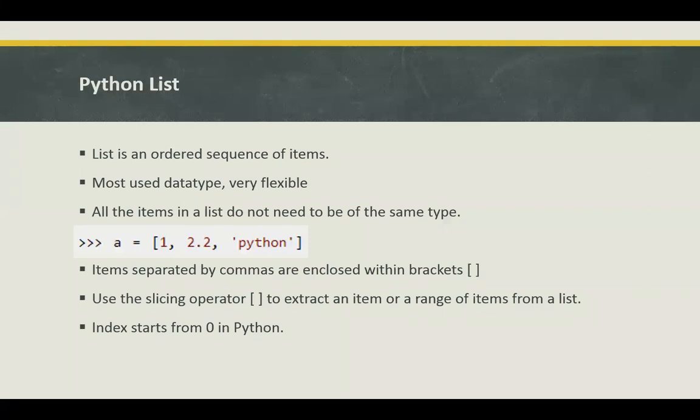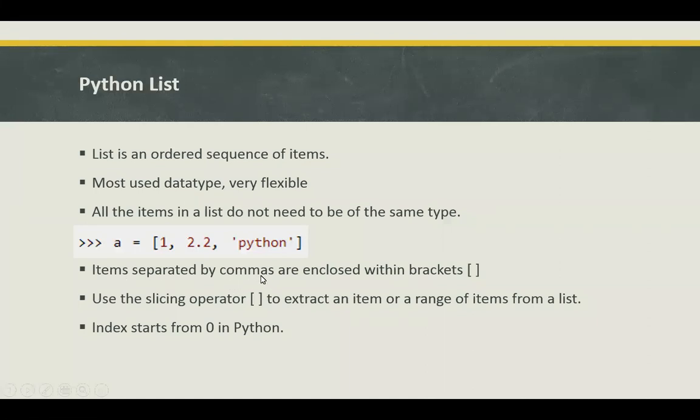Another thing is that we can add different items into the list. All the items in the list do not need to be the same data type. So items of different data types we can add into the list. Here the example is given. The first is an integer, the second is a float, and the third is a string. So here you will find different data types, but all in the list. So we have seen it is ordered, it is very flexible, and a list can have elements of different data types.